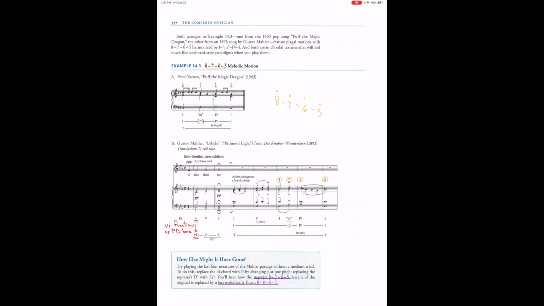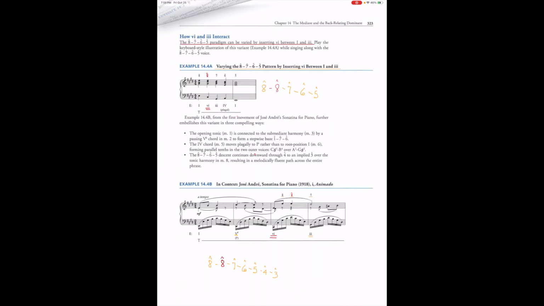We're going to be looking in the melodic realm here. Here comes scale degree 8, 7, 6, 5 on the top. There you have your 8, 7, 6 to 5. I've got it circled there for you. On to the next page.